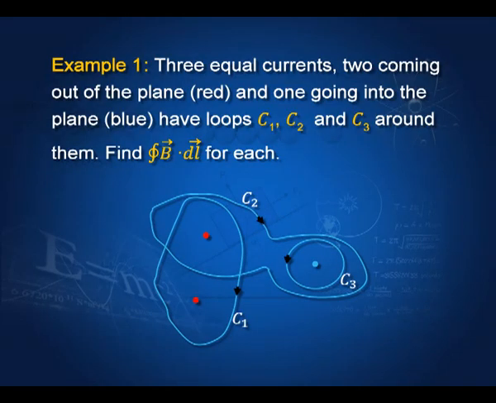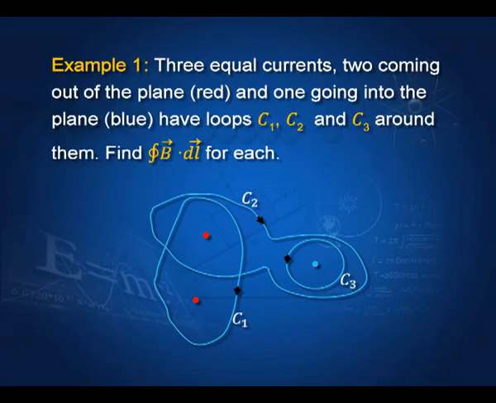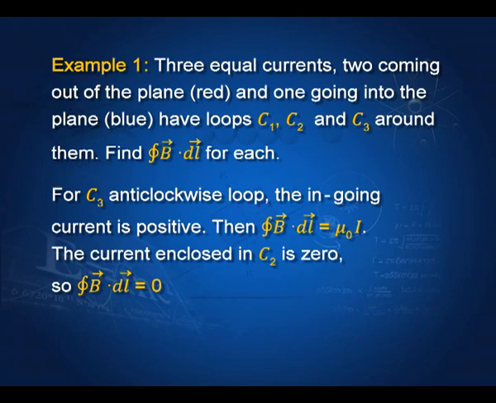Let me immediately take an example to fix the ideas of these loops. I have three currents, this blue one and two red ones. The red ones are coming out of the plane and the blue one is going into the plane, and I have got three loops here, C1, C2, C3. So, let us take the first, C3. C3 is anticlockwise and therefore, the current going into the plane is a positive current.